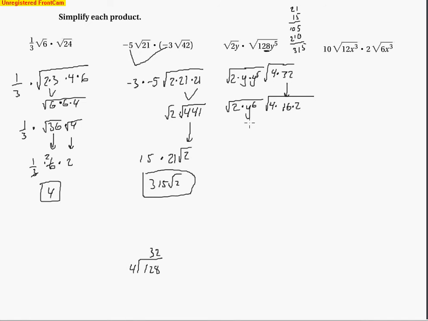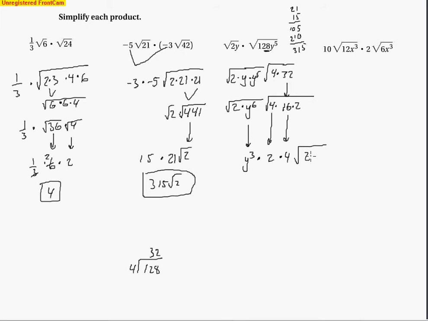And so now I'm going to go ahead and take some square roots. So I got the square root of y to the 6th is y to the 3rd. So y to the 3rd times y to the 3rd makes y to the 6th. Square root of 4 is 2. Square root of 16 is 4. And what I've got left is the 2 and the 2.